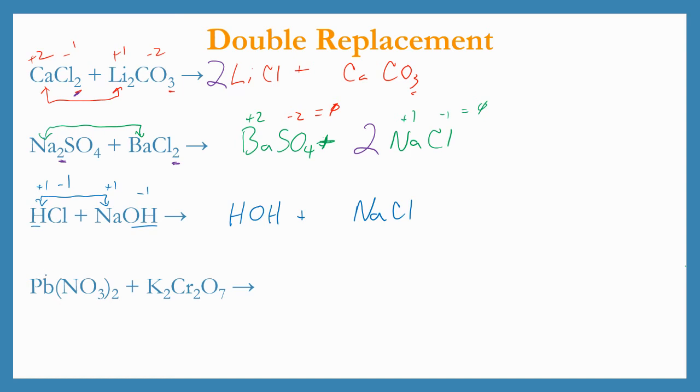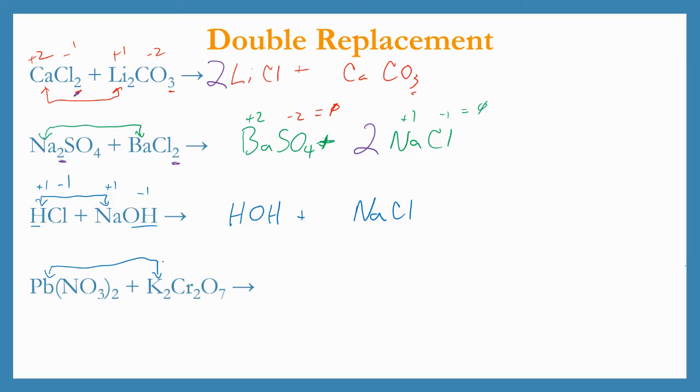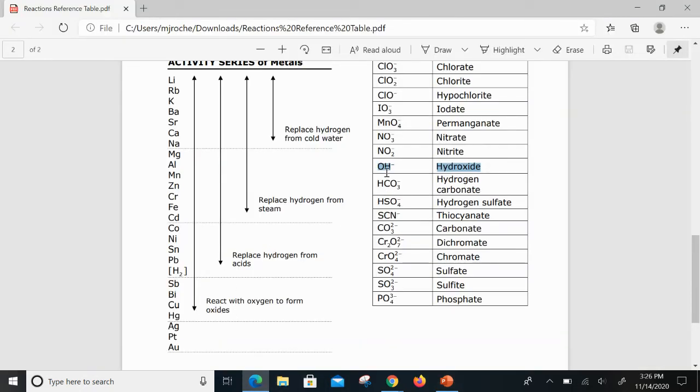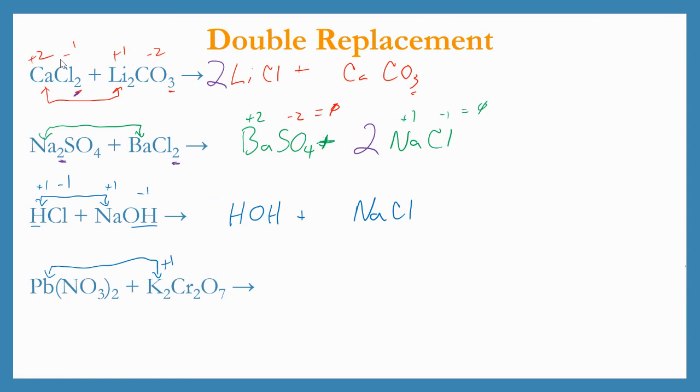All right, so this last one, we're going to mix lead nitrate with potassium dichromate. Now, lead is one of those unknowns, but the potassium we know is +1. The lead we don't know, but we're going to use that nitrate to figure it out. That nitrate has a charge of -1, and since there's two nitrates, that means the lead must be a +2 charge because two -1s had to neutralize it.